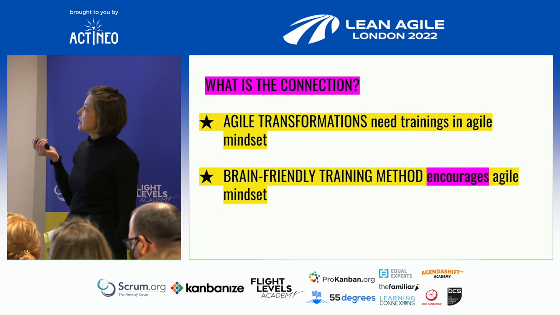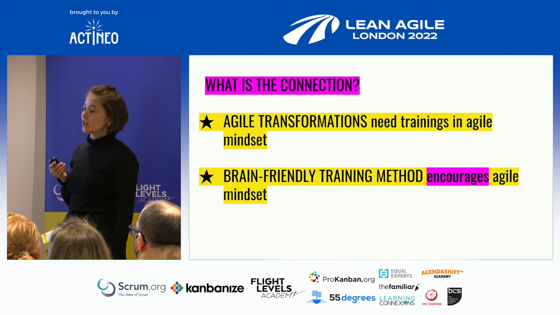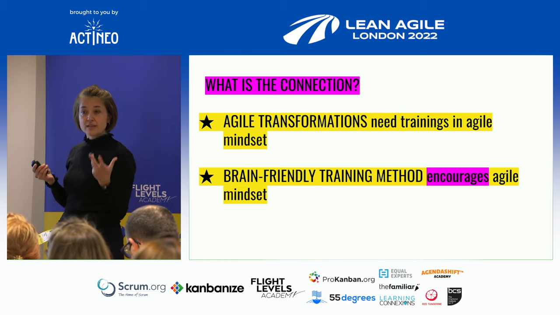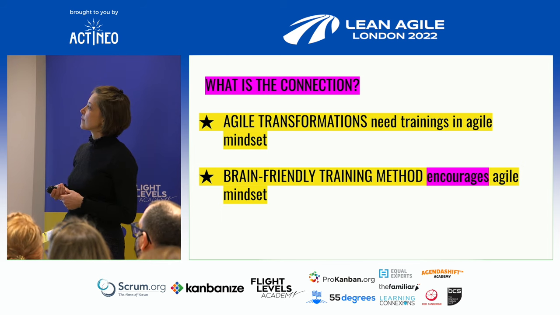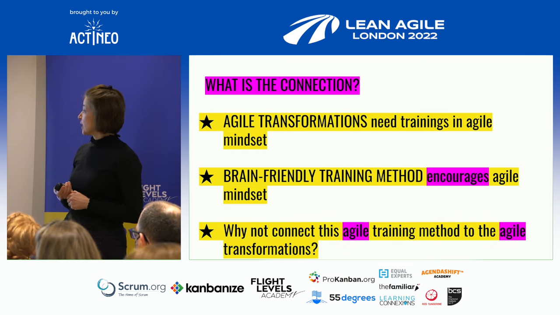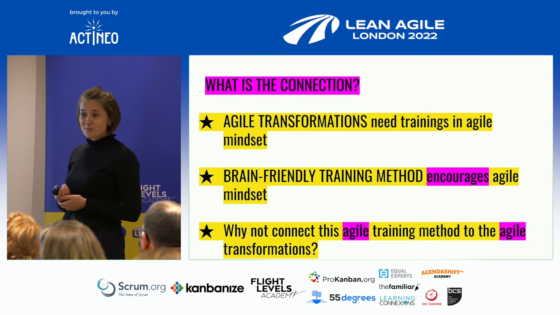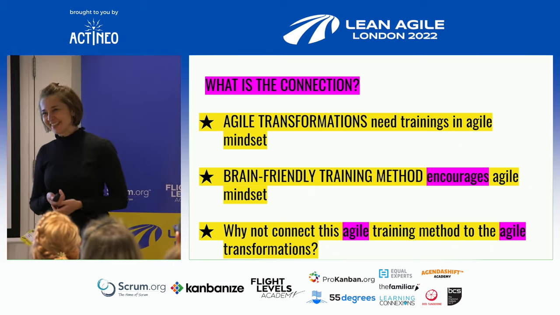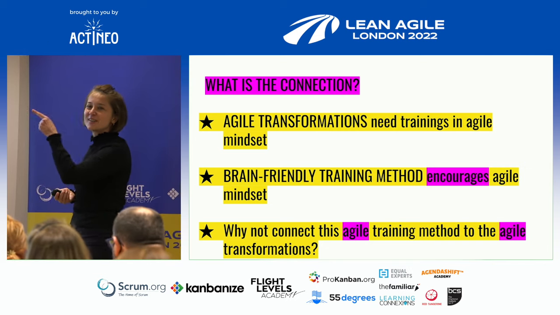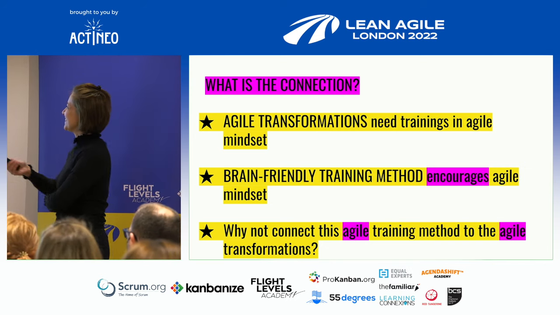Brain-friendly training method encourages this Agile mindset because we're already getting people to sit together, connect, collaborate, do the teamwork. So why not connect this Agile training method to the Agile transformations? Or releasing agility, thank you. I'm gonna change my slides after this.